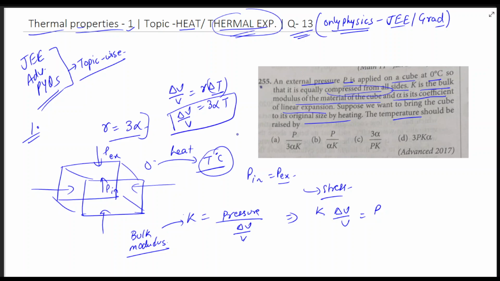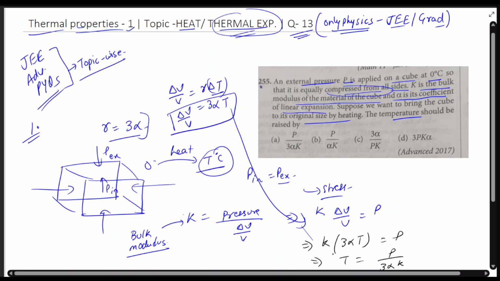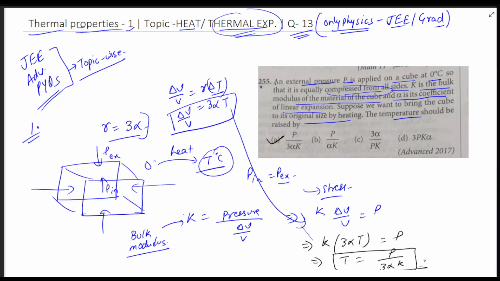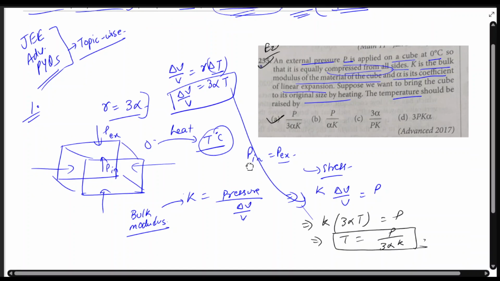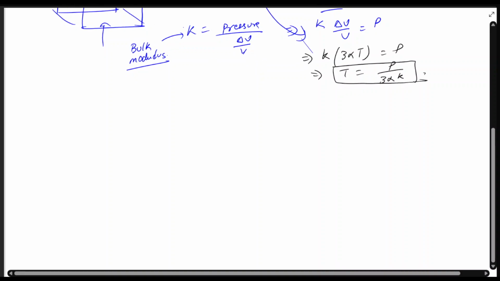So let's put it here. We will get K times 3 alpha T is equal to P, and we have to find T. So T will be P upon 3 alpha K. So this will be our answer. It's an easy question, of course. Let's move on to the second question.